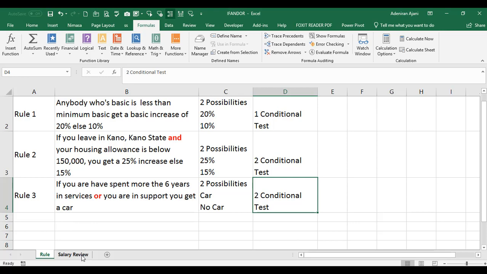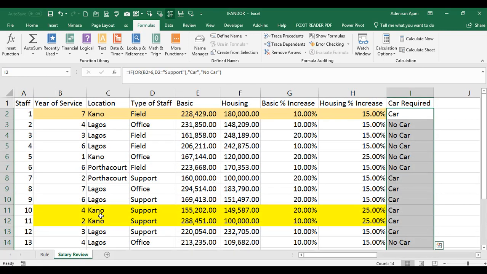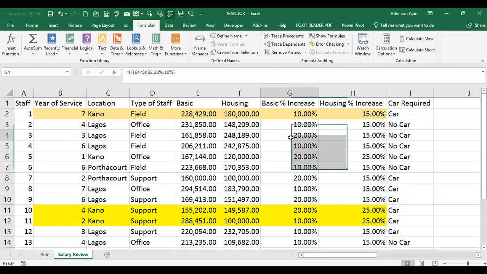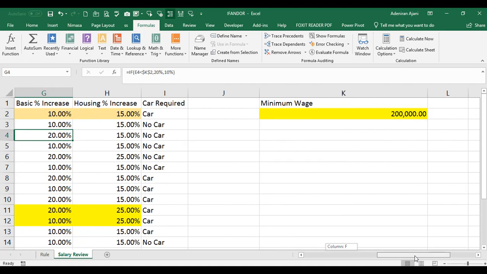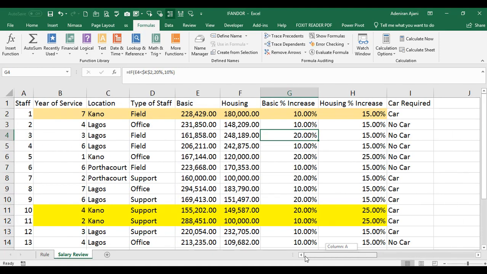Let's look at how it was implemented here. Okay, let's look at the first one. Somebody that gets a 20% increase. Now this guy gets a 20% increase because his basic is less than the minimum wage, which is 200,000. So we see anybody that gets a 20% actually earns less than 200,000.